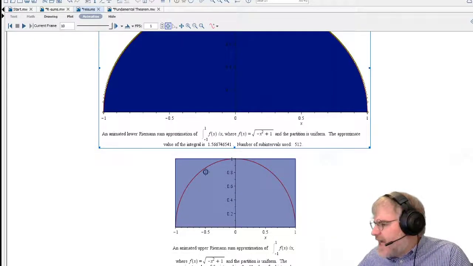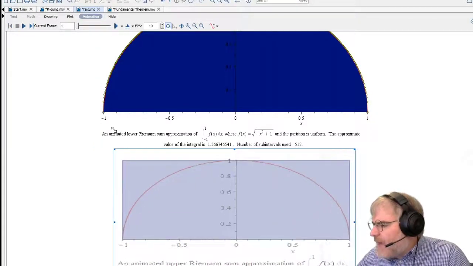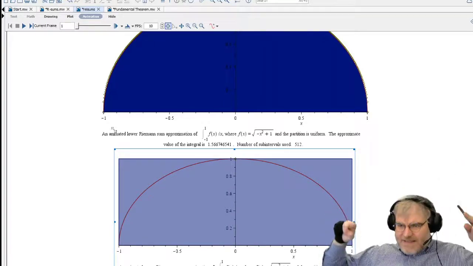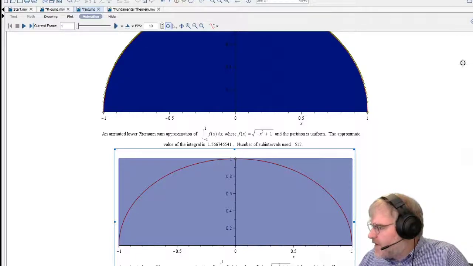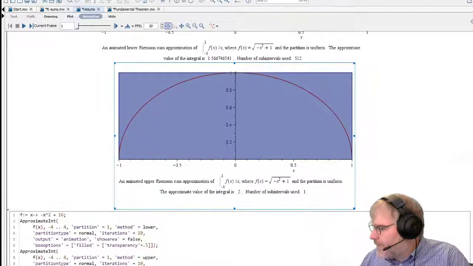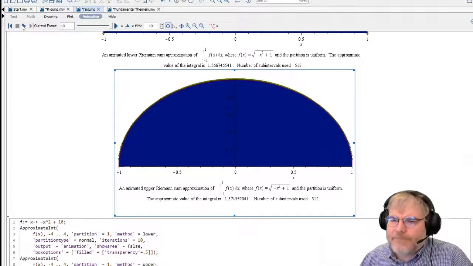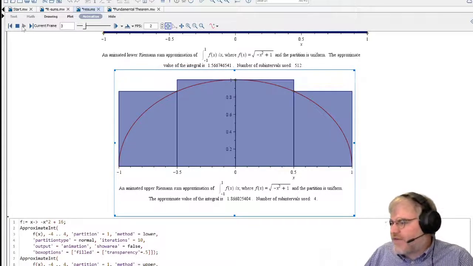Well, I can do the exact same thing here, but this time I'm going to overestimate. I've got an overestimate. Now what I'm going to do is add more. So I had a consistent underestimate from before, and now I'm going to have a consistent overestimate.